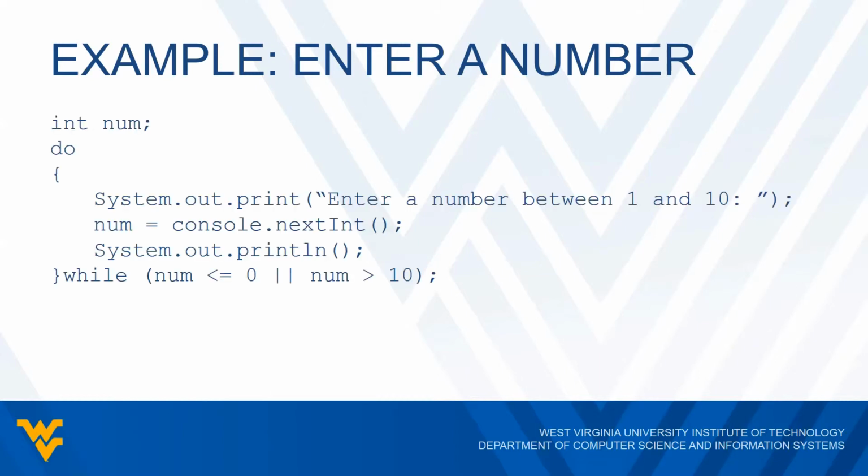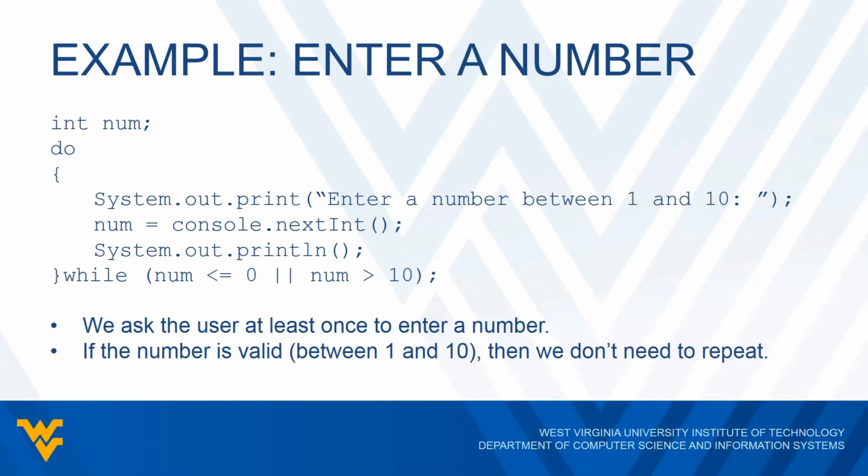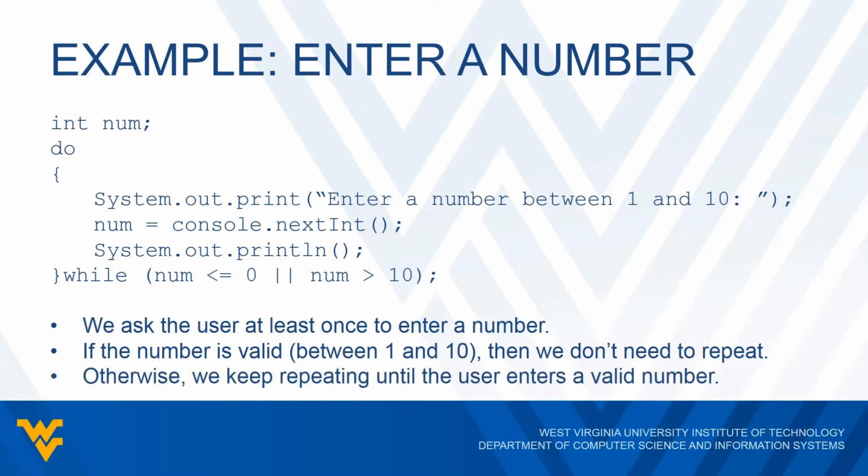In this program, we're going to ask the user to enter a number between 1 and 10. Because we're using a do while loop, we're going to ask the user at least once to enter the number. We store that in num, and we check to make sure it's valid. If this number is valid, which means it should be between 1 and 10, then we don't need to repeat. Otherwise, we keep repeating until the user actually enters a valid number.